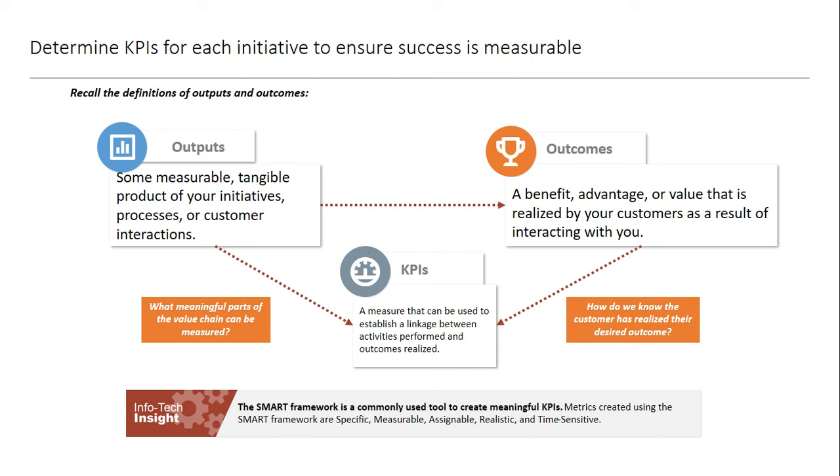So what is the KPI? You have to find a way of measuring what meaningful impact of the value chain can be measured, and also determine how you know the customer has realized their desired value. So these are the KPIs. You have to find something you can measure to tell that the customers are actually receiving value. That will enable you to know when you're making progress and how you're making progress and be able to improve on it.